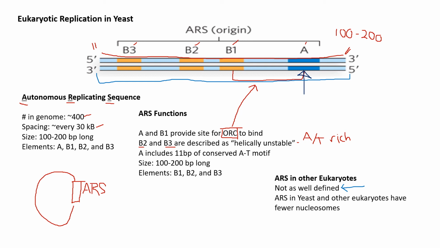In yeast, where we have this 100 to 200 base pair long ARS, that's about the size of one nucleosome. So once the pre-replication complex gets assembled on here, it's pretty much not a nucleosome per se any longer. In other eukaryotes, they tend to have fewer nucleosomes and are likewise tagged in some manner, but over a larger stretch of DNA.